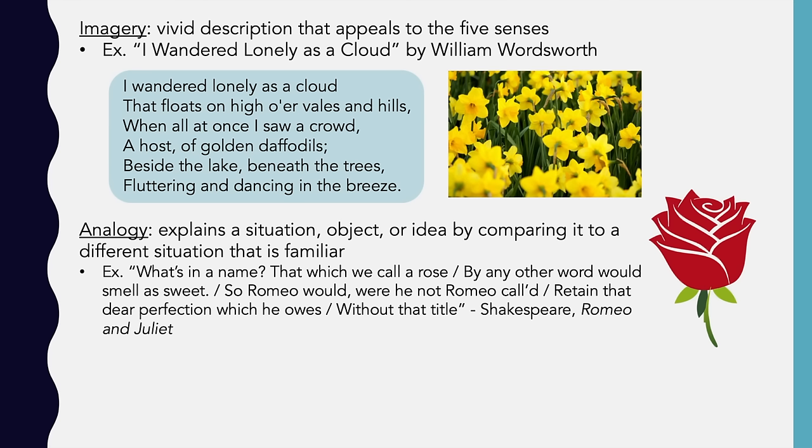This is a mouthful, but basically she's saying, if we were to call a rose some other name, it would still smell the same. And if we were to call Romeo something else, he wouldn't lose any of his essence or his personality. So she's drawing a comparison between two separate situations to make it clear to Romeo that a name is just an empty label, and it doesn't necessarily represent the essence or the innate quality of who you are.